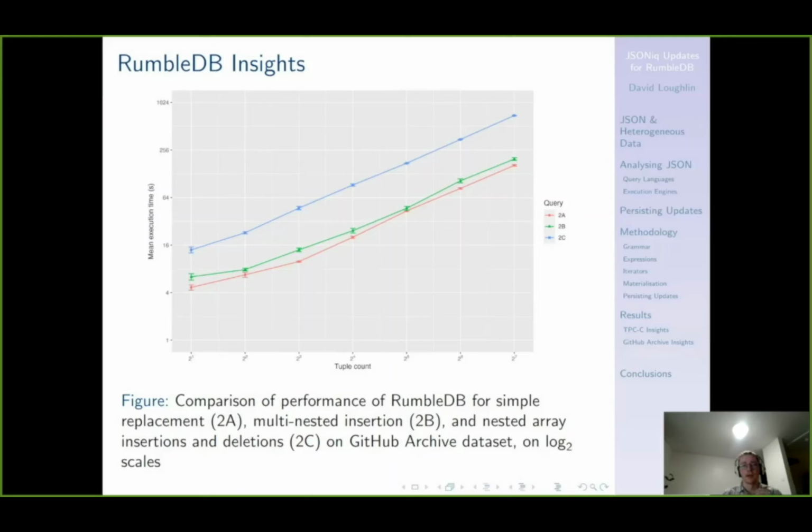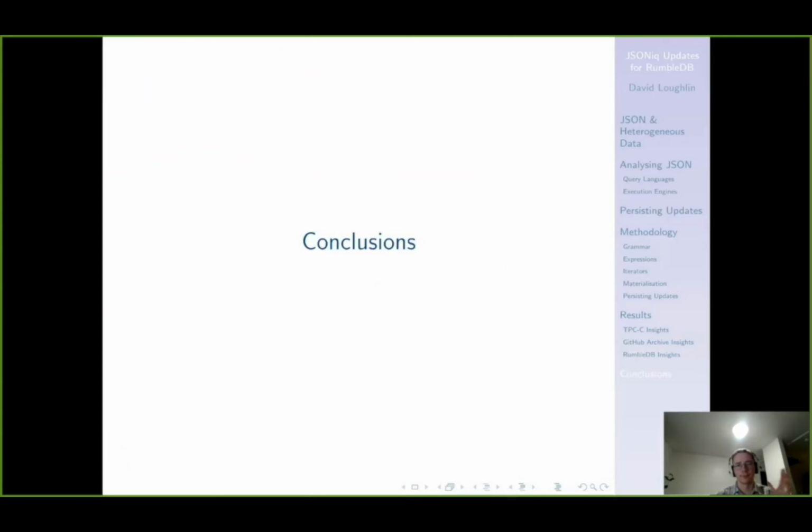The blue line, however, sees the highest execution time by far, and this is because it is updating data within nested delta table arrays, and these arrays require full materialization before any change can be made due to limitations in the delta table API. So with all of these insights, we can draw some conclusions.